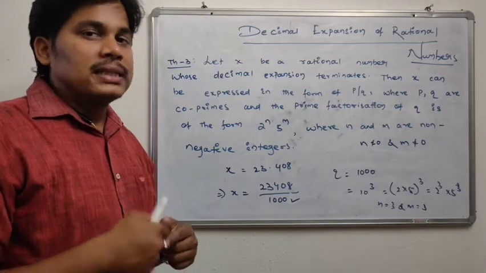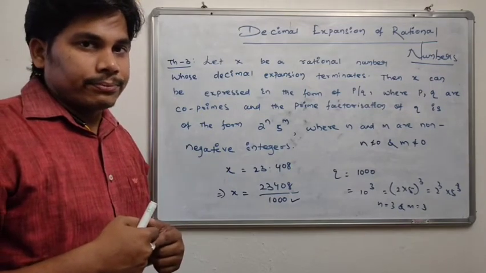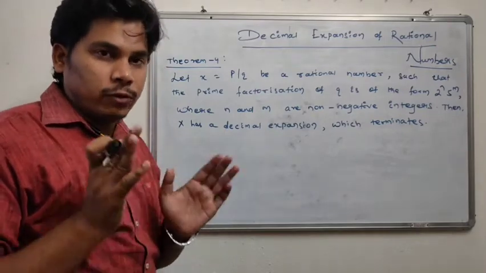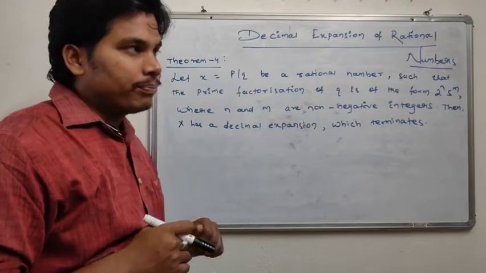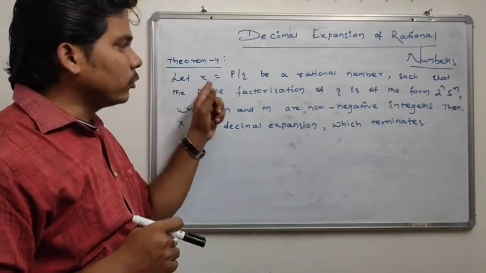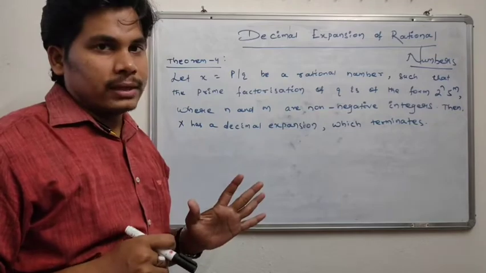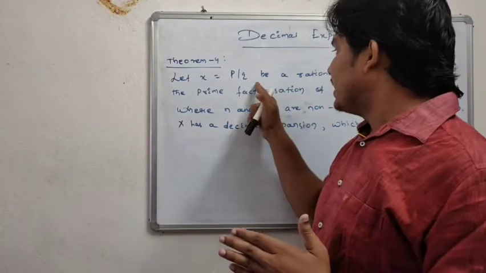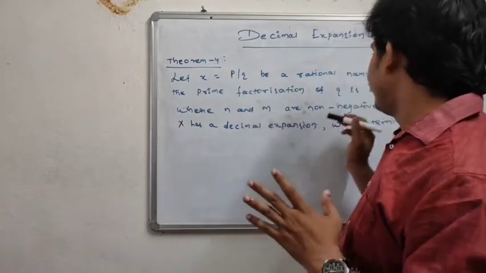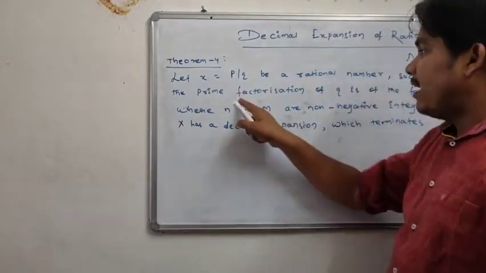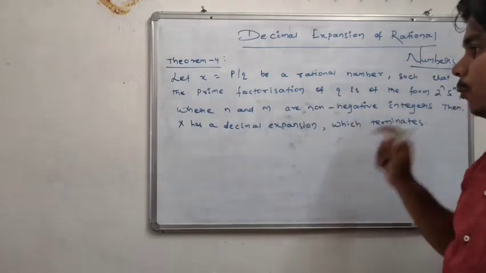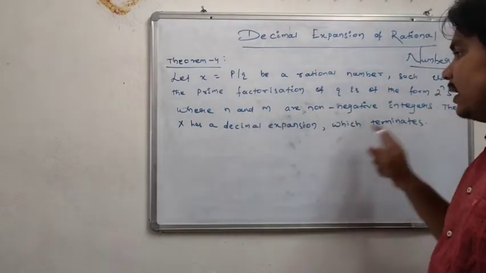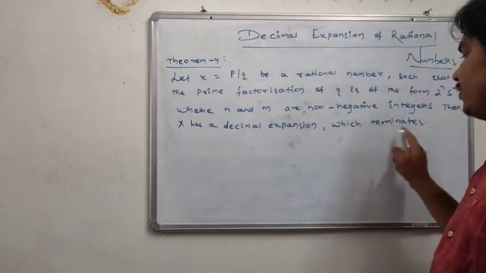Now we shall move to the second theorem of this exercise, or the fourth theorem of this chapter. What does this theorem say? Let x equal to p by q be a rational number, already said to you, such that the prime factorization of q is of the form 2 power n and 5 power m, where n and m are non-negative integers. Then x has a decimal expansion which terminates.